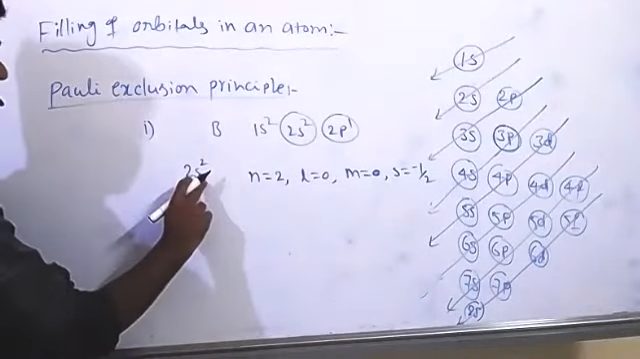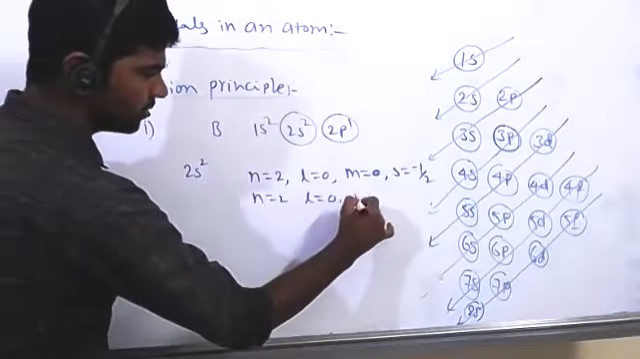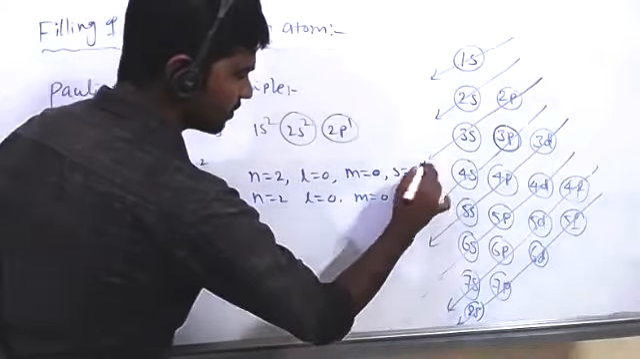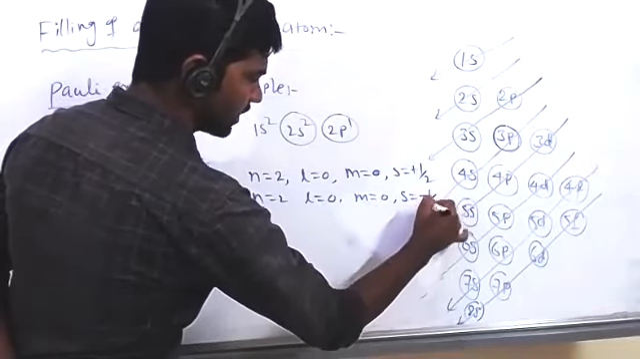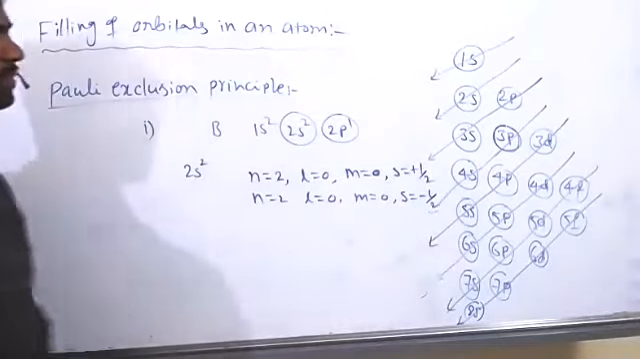Next, second electron here, 2s2. This is one electron. Second electron is n = 2, l = 0, m = 0. Spin, first one +1/2, second one -1/2. So of course, three quantum numbers may be the same, but the fourth quantum number must be different.